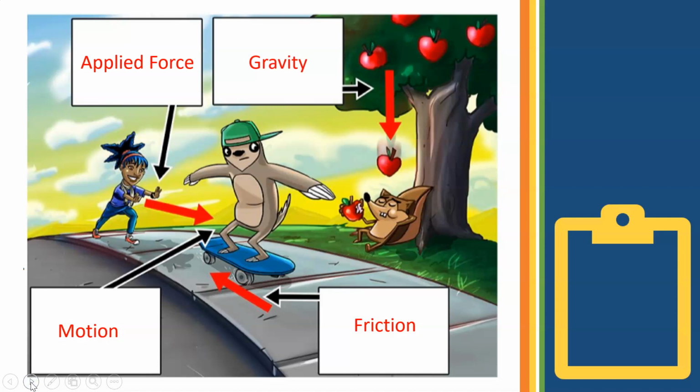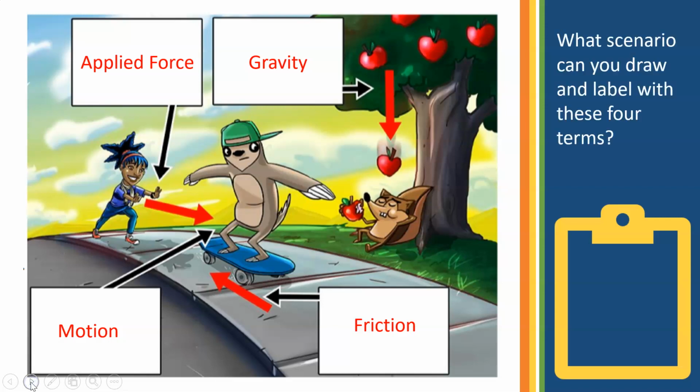In what other ways do you see these four terms operating around you? I want you to stop and look around the room you're sitting in right now. Or maybe even get up and look outside. Where do you see friction working? How about gravity? Are there any applied forces causing motion that you can find? Pause this screencast and draw out a scenario like the one on your screen, labeling it with the four terms.